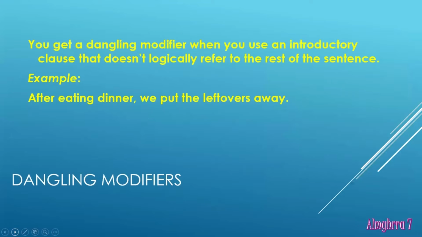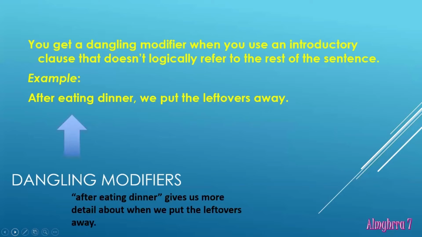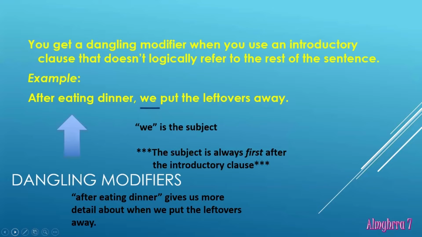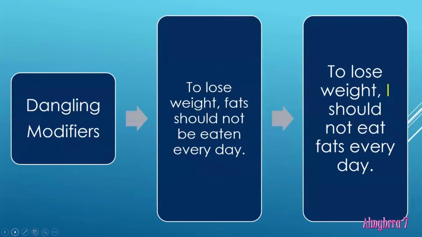Now for dangling modifier, we use dangling modifier when the introductory clause doesn't logically refer to the rest of the sentence. After eating dinner, who is eating after dinner? We. So put the leftovers away. So dangling modifiers happen when the word modified is not found in the sentence, or if the subject is not the word modified by that particular modifier. After eating dinner gives us more detail about when we put the leftovers away. Now, we is the subject, and the subject is always first after the introductory clause.